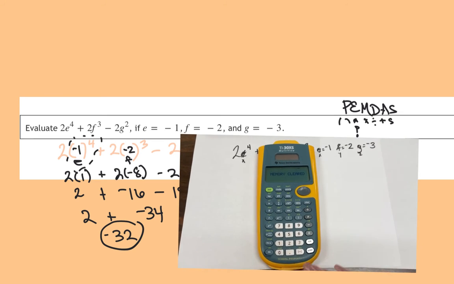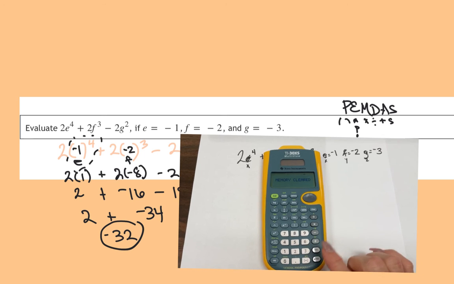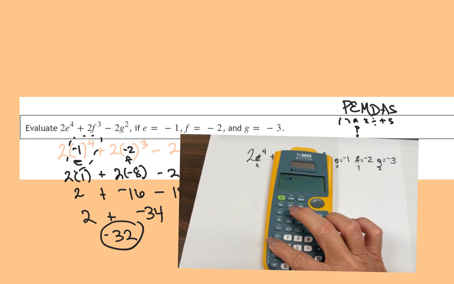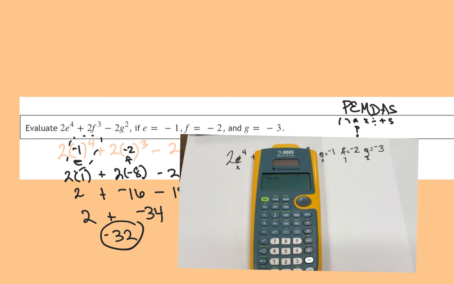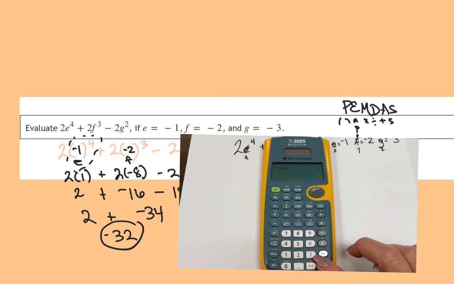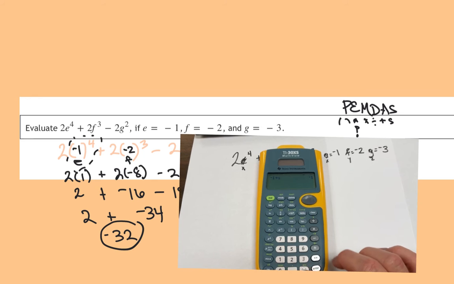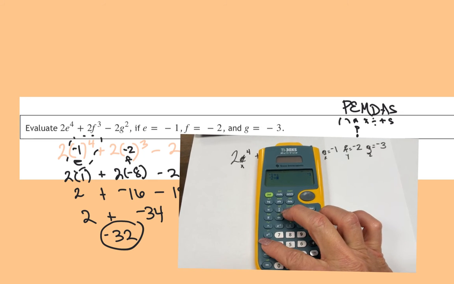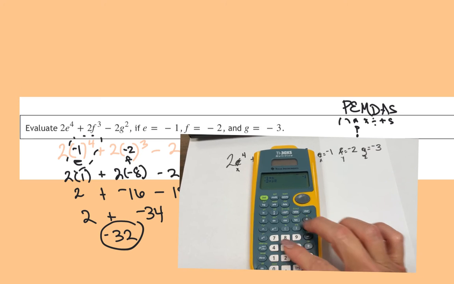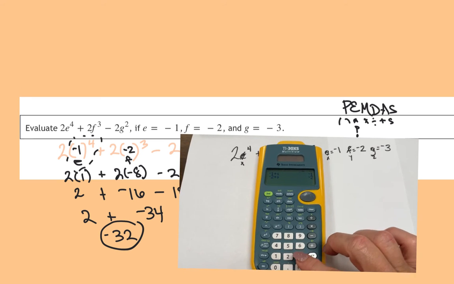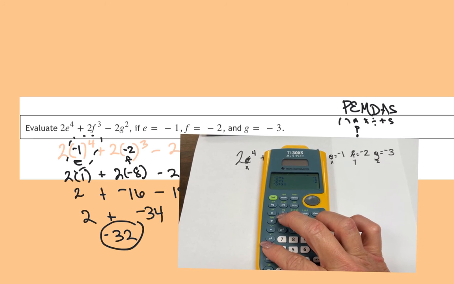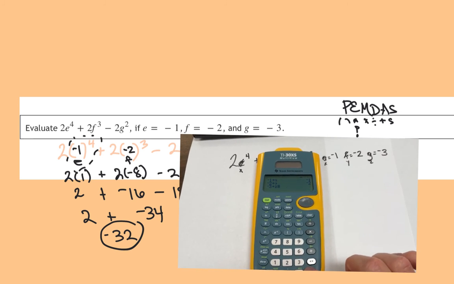So now I can tell the calculator the values, or store them in the calculator for X, Y, and Z. So I come here and I tell my calculator -1 store, and I press X and enter, and the calculator is going to hold on to that value for me. And then -2 store, and I have to go until I get the Y and enter, and then -3 store, and I'm going to go get the Z and enter.